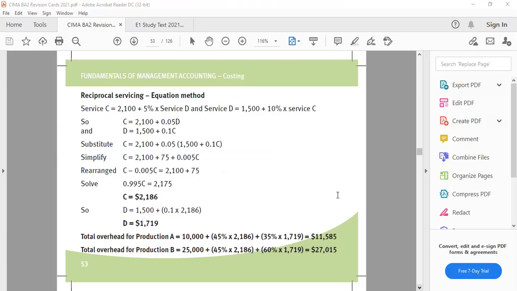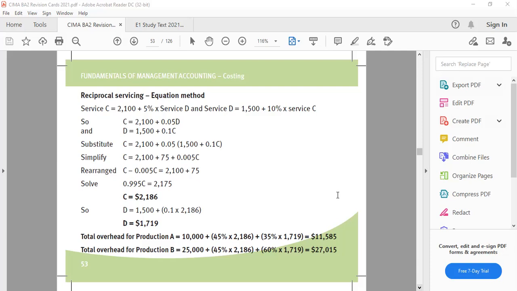Now we have D is equal to, D also has spent the amount, D is equal to 1500. So 1500 plus will receive a portion of the cost from C, which is 10%. So 0.10 C. Now there are two equations which we see. Two unknown variables are there in these two equations. One is C, one is D.